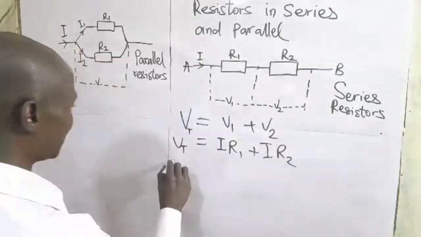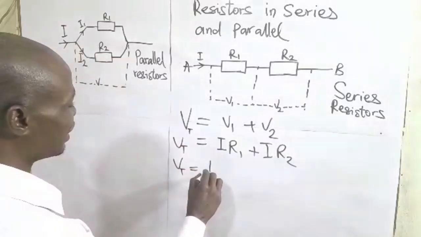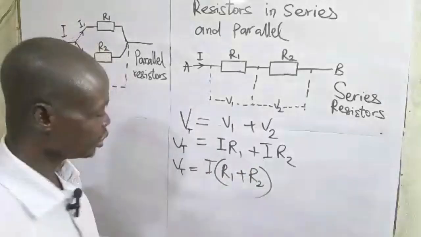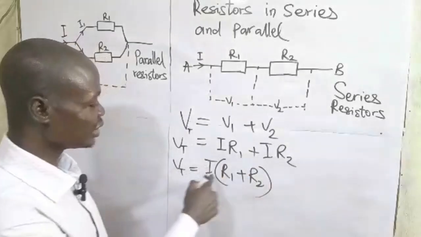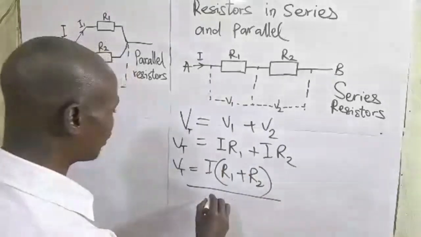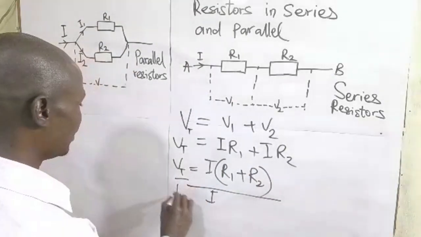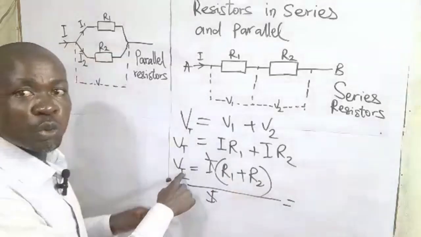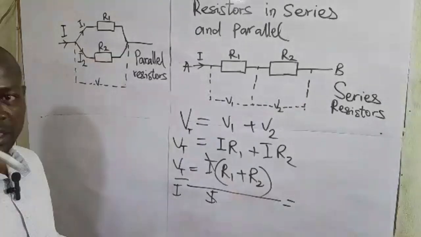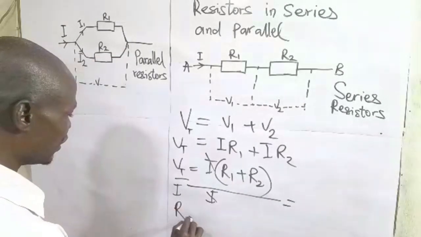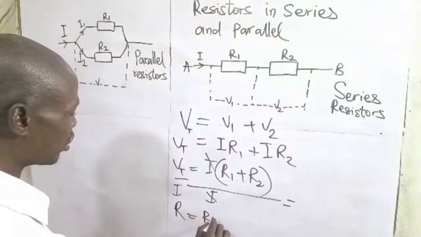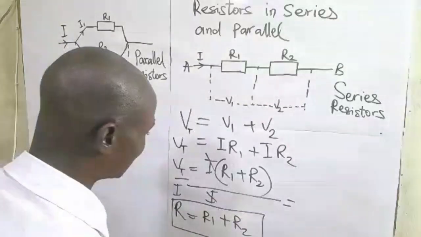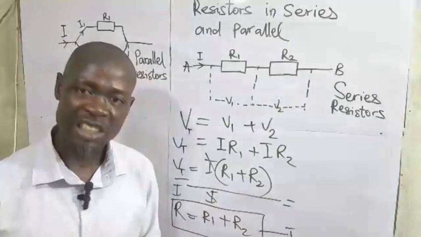Now I want to factorize this. So factorizing this, I have I in bracket R1 plus what? R2. Okay, so I just factorize this to have this. So we can actually divide both sides by I, and then this cancels out this. But we already know that V over I is equal to R from Ohm's law. And that gives us what? R1 plus R2. And this is the equivalent resistance of resistors in series.